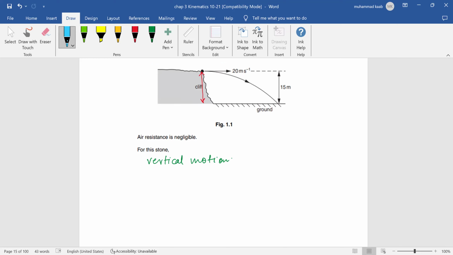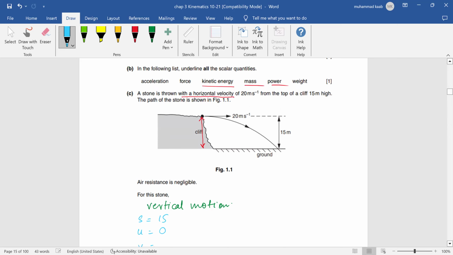For the equation of motion, we have five different variables: S, U, V, A, T. So what is our displacement? 15. Good. And what is our initial velocity? 0. And why? Because it's at rest.